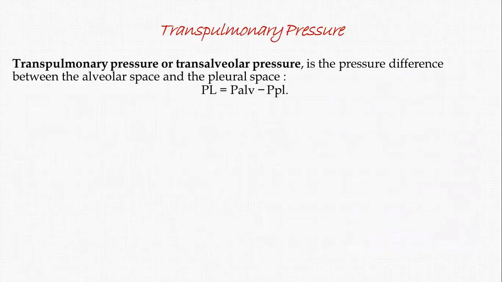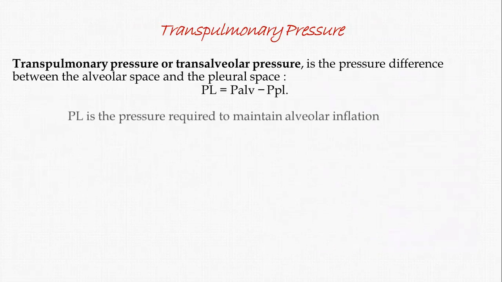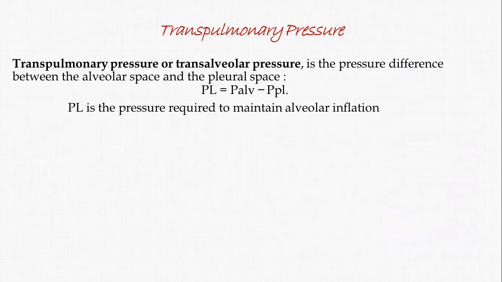Then we have transpulmonary pressure, which is also known as transalveolar pressure. It is the pressure difference between the alveolar space and the pleural space. This is the pressure which is required to maintain alveolar inflation. It is very important because alveoli should not collapse. They should always be maintained inflated, and that maintenance of alveolar inflation is possible due to the presence of this pressure.